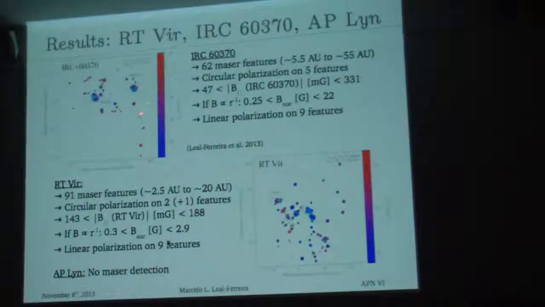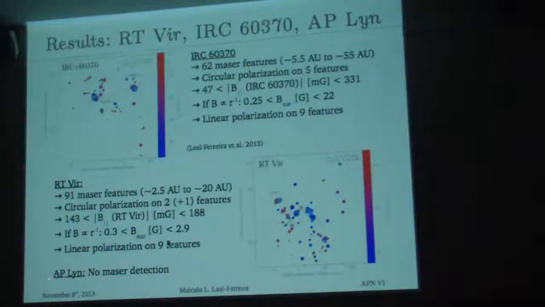So in this one, we detected linear polarization in 9 features that you can see by the direction of the vectors here. It traces the direction of the linear polarization. And we detected circular polarization in 5 features, giving the field strength between 50 and 330 milligauss. And Arctic Virgo also has linear polarization in 9 features. You can see the direction of the vectors here. And circular polarization that gives magnetic field strength around 150 milligauss.